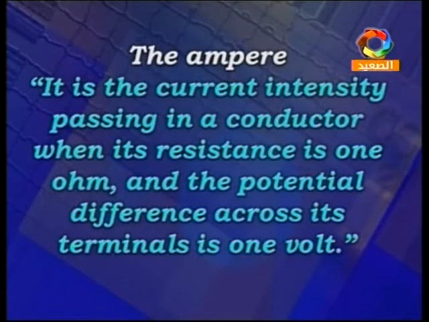After that we have the ampere. What is meant by ampere? It is the current intensity passing in a conductor when its resistance is 1 ohm and the potential difference is 1 volt. Again, the ampere is the current intensity passing in a conductor when the resistance is 1 ohm and the potential difference across the terminals, or between two ends of this conductor, is 1 volt.